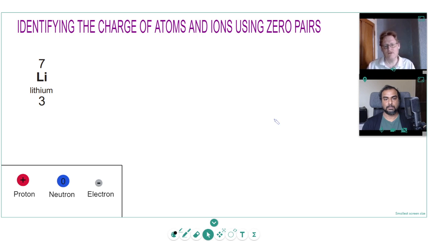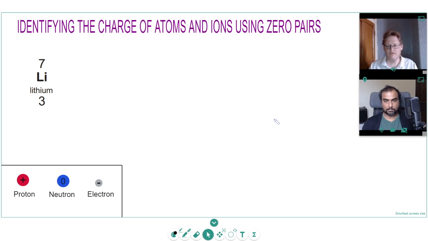So today we're going to have a look at identifying the charge of atoms and ions using a maths concept called zero pairs. We're going to do that by looking at building atomic structures and then having a look at ionic structures, seeing if their charges are balanced or imbalanced, and if they're imbalanced, working out the actual charge. So first of all, we're going to have a look at a lithium atom.